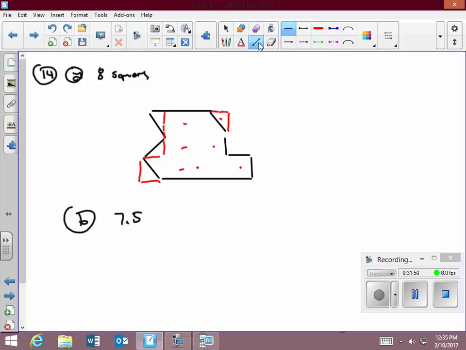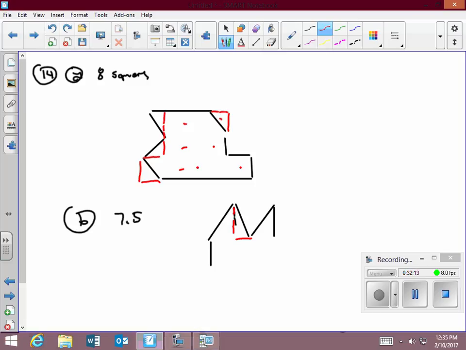where it goes something like this, and it goes back up and then comes out and then down. If you take this much right here, and you flip it over and put it right there, then you got 2.